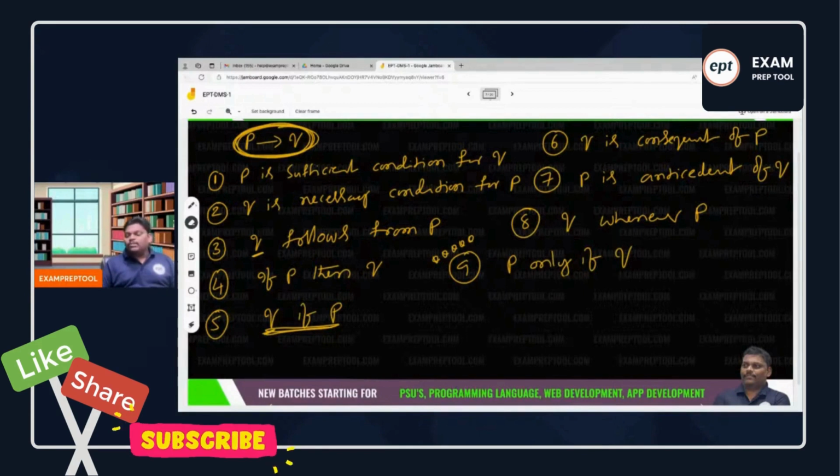P is a sufficient condition for Q, so the total statement will be true. P implies Q being true means P is a sufficient condition for Q. But Q is a necessary condition. The reason is if P is true, Q should be true. Then only the total will become true. So Q follows from P. And one more, if P then Q. Q is the consequent, meaning result. Q is the consequent of P. Reverse of that one, P is the antecedent of Q. The answer is Q whenever P. The ninth one and fifth one look like reverse. I will explain.